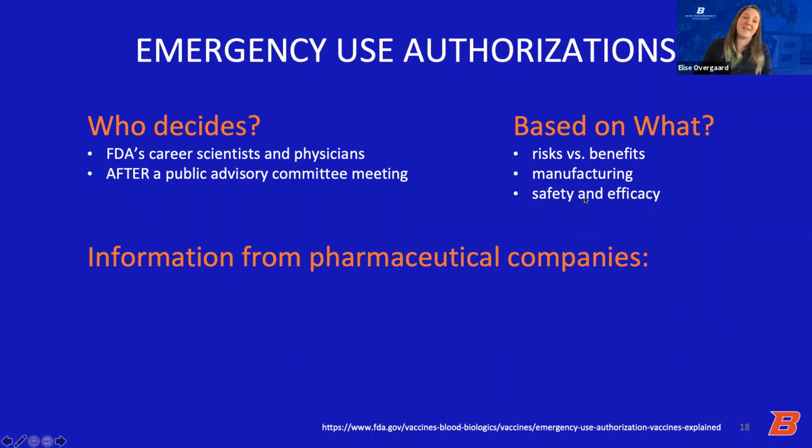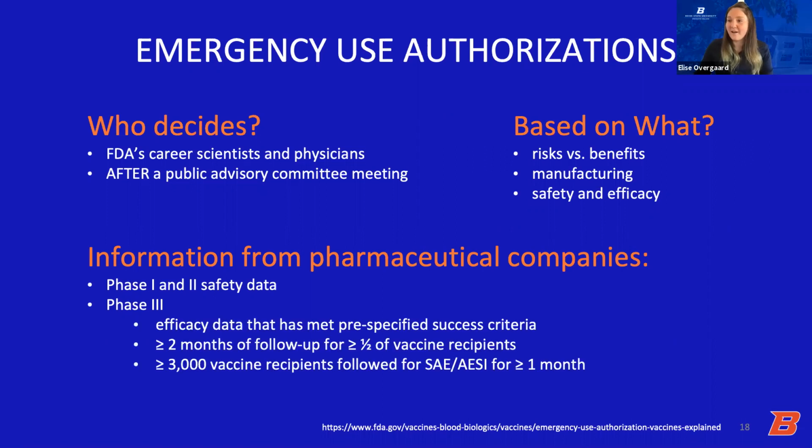So I want to touch on what that entails, what safety and efficacy data actually means, what they're actually looking at. They have to have the complete safety data from phase 1 and 2. They can't skimp on that. All of the safety data has to be submitted from phase 1 and 2. And then for phase 3, they still have to have data. They have to have some efficacy data, and that has to meet an endpoint that they have specified before the trial even starts. They also have to have followed up at least half of the people who got vaccine for at least 2 months and have shown that there's no safety concerns.